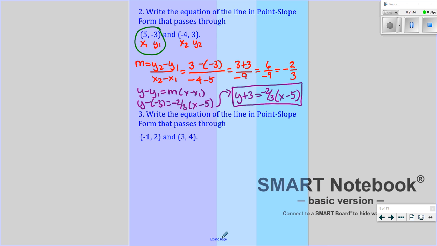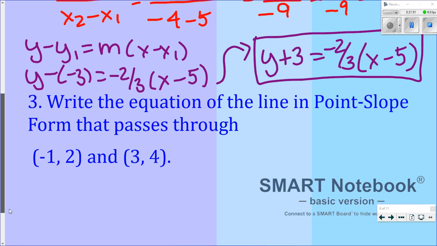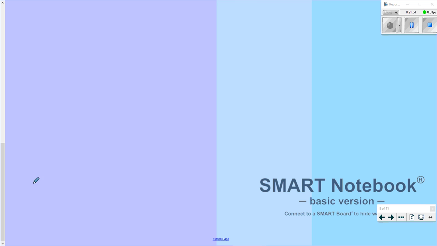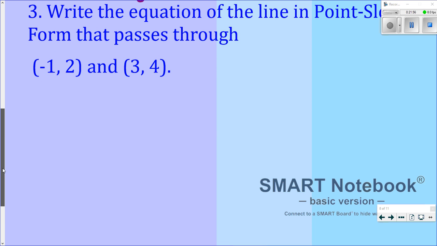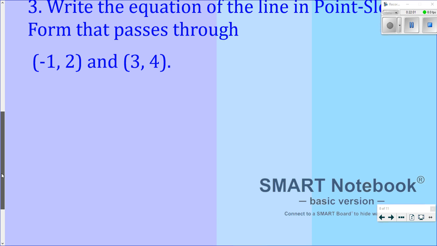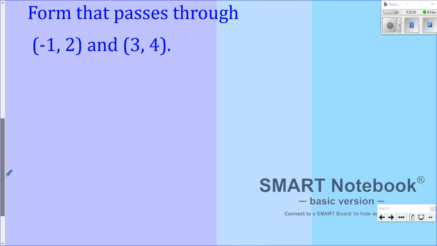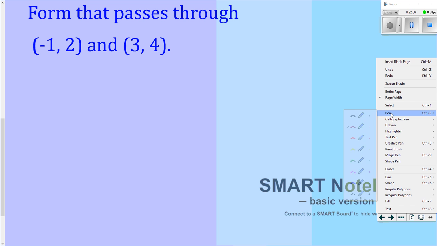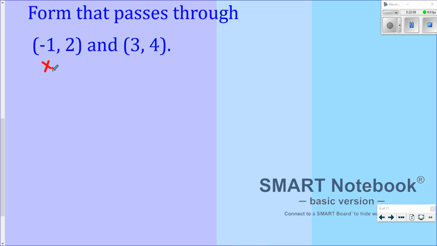All right, let's do one more. Let me make this bigger and then extend the page. Hopefully I can see it. All right, so we're writing an equation of a line in point slope form that passes through negative 1, 2, and 3, 4. So again, we started off with labeling. So this is x1, y1, x2, y2. We're using the slope. So y2 minus y1 over x2 minus x1.